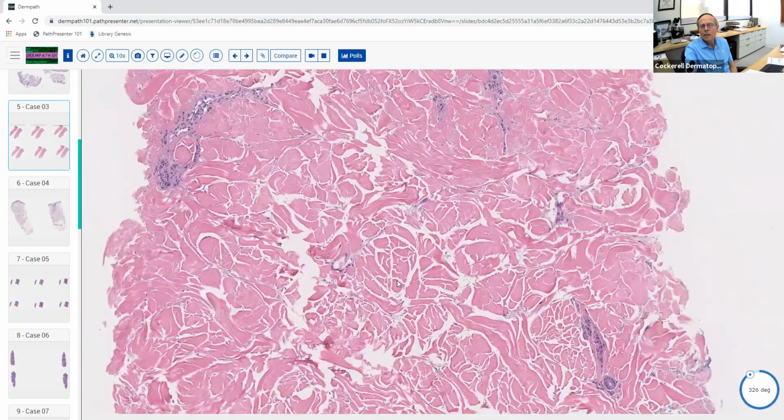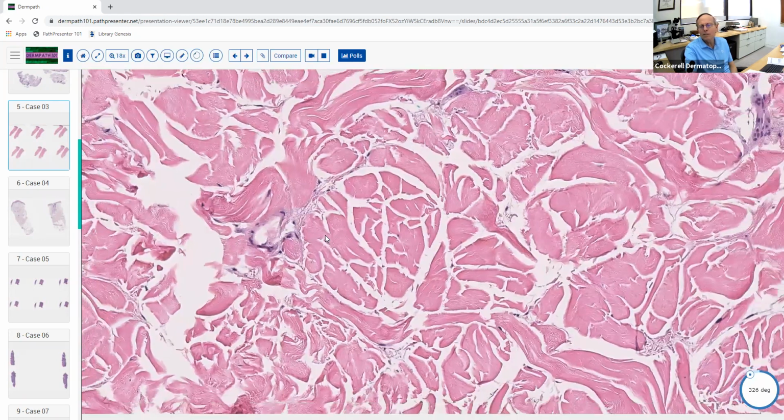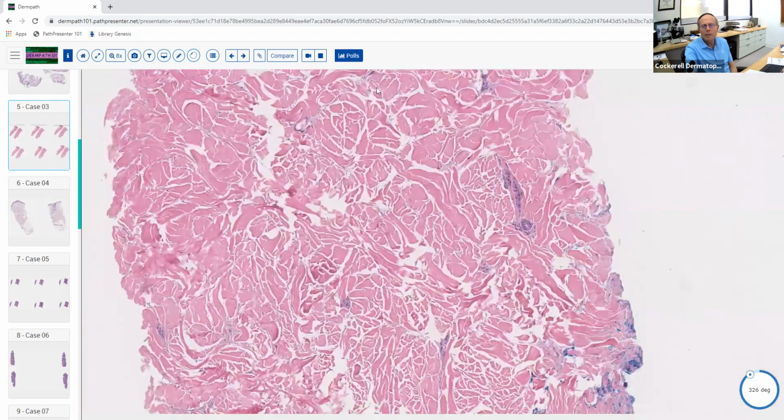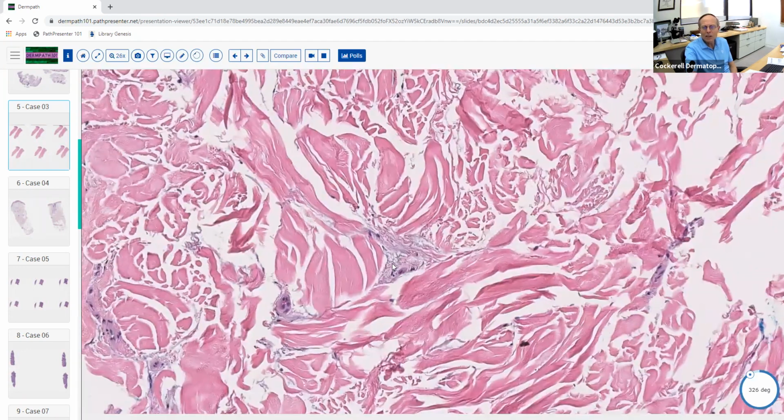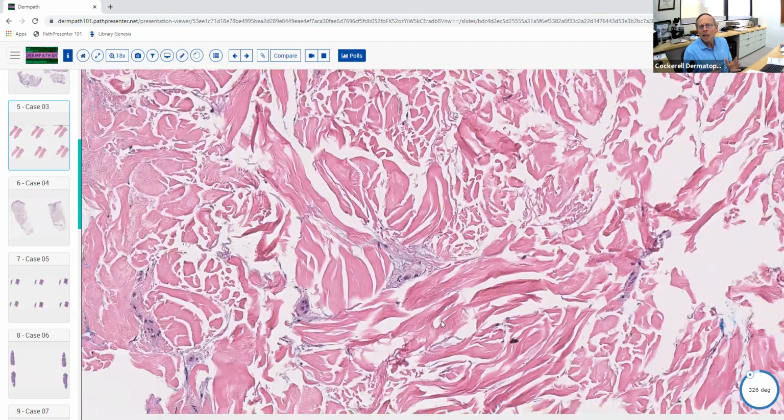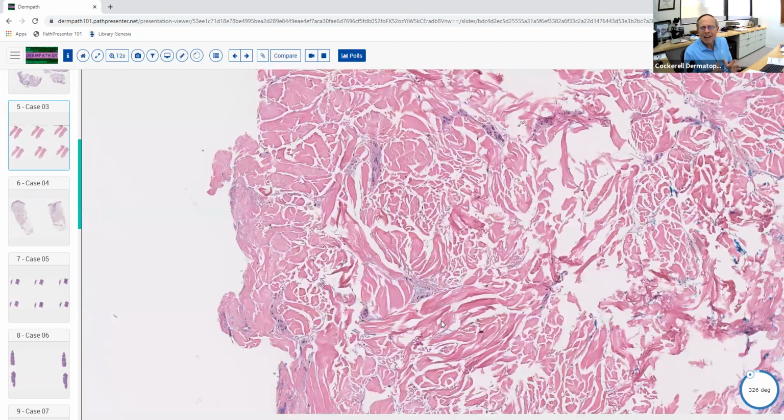And so, there's a little bit of mucin in here, but notice that it's not the kind of mucin you see with pre-tibial myxedema. It's not the kind of mucin you see with GA. It's just kind of a slight amount of mucin between these very, very markedly thickened and increased collagen bundles. That's called scleredema.